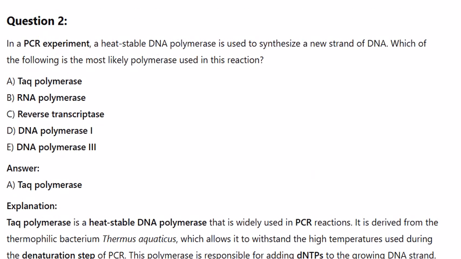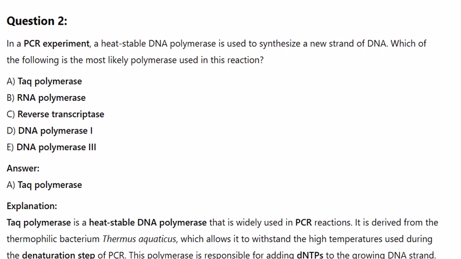Question 2. In a PCR experiment, a heat-stable DNA polymerase is used to synthesize a new strand of DNA. Which of the following is the most likely polymerase used in this reaction? A. Taq polymerase. B. RNA polymerase. C. Reverse transcriptase. D. DNA polymerase. E. DNA polymerase 3. Answer: A.